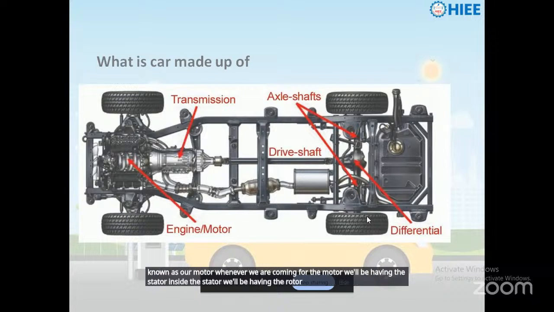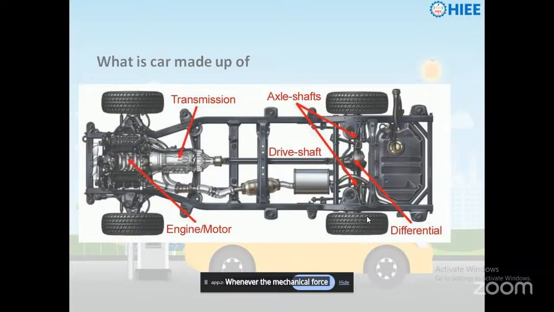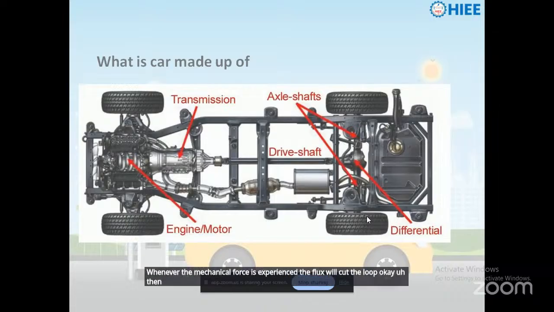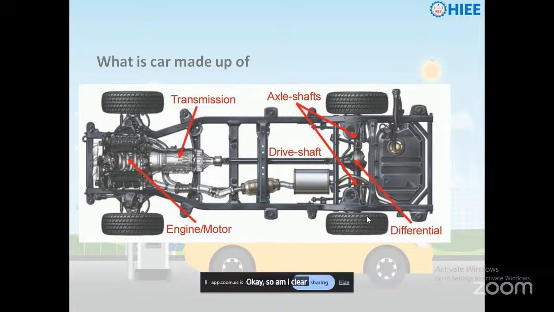Whenever a current carrying conductor is placed in a magnetic field, it experiences a mechanical force. Whenever the mechanical force is experienced, the flux will cut the loop. Then the working of the motor takes place, and the rotor starts to rotate. Whenever the rotor rotates, the shaft attached to the rotor rotates. If that shaft is connected to my drive shaft, then my drive shaft will also rotate. Okay, so am I clear? Am I clear for everyone?